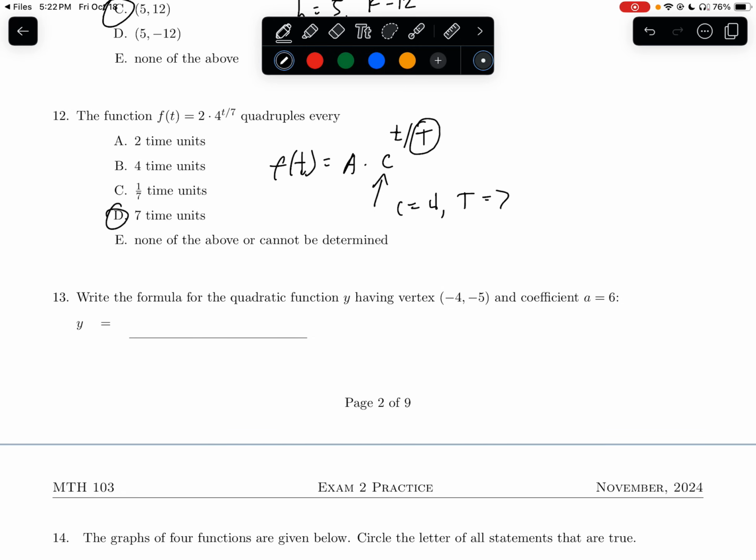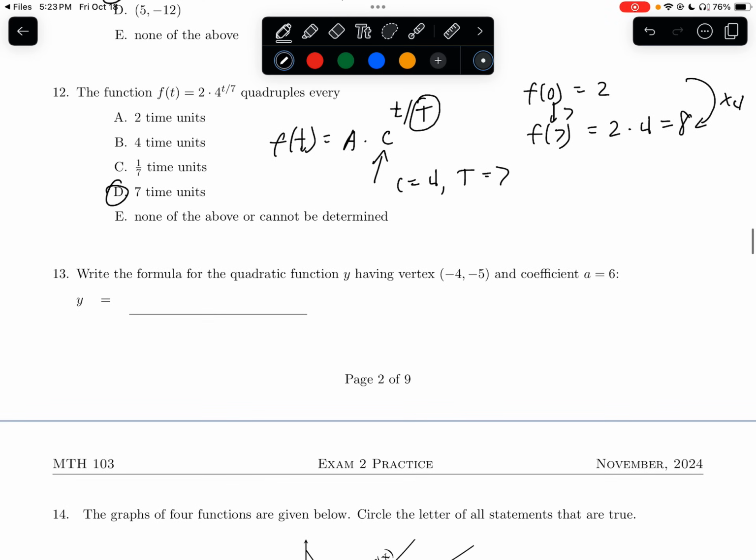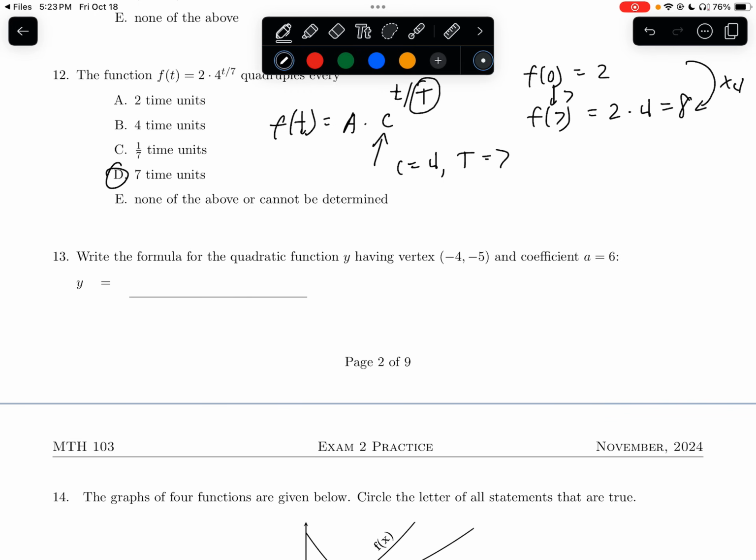You could also test this as well, because f of 0 is 2, and you can start to plug these in and see what you get. And if I plug in 7, then I get 2 times 4, which is 8. And so then this quadrupled, multiplied by 4, and that happened after 7 time units. So you could guess and check through here, I guess is what I'm saying.